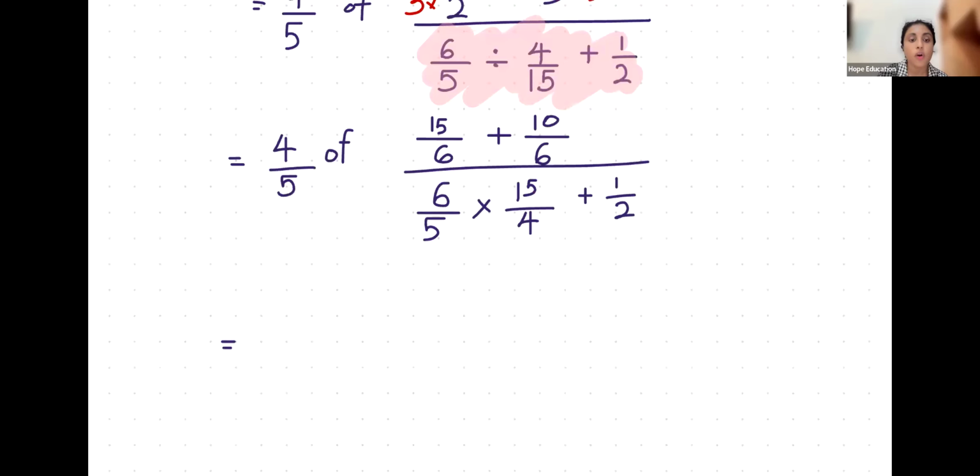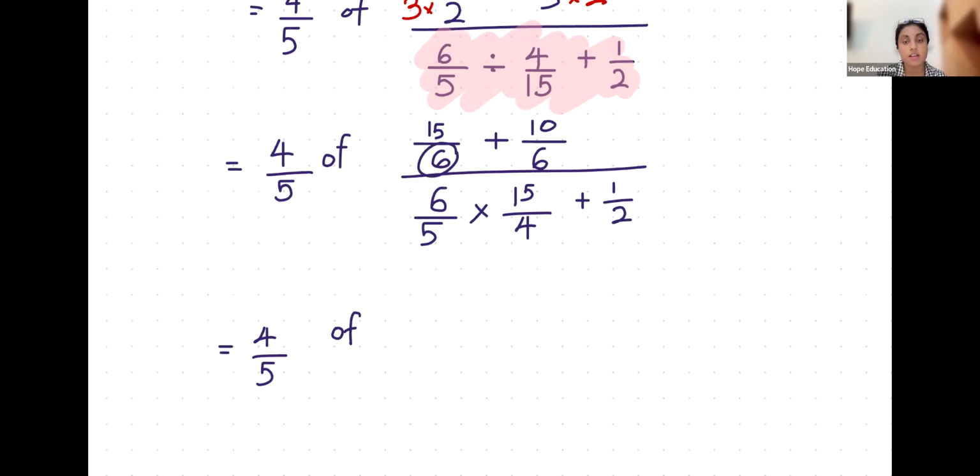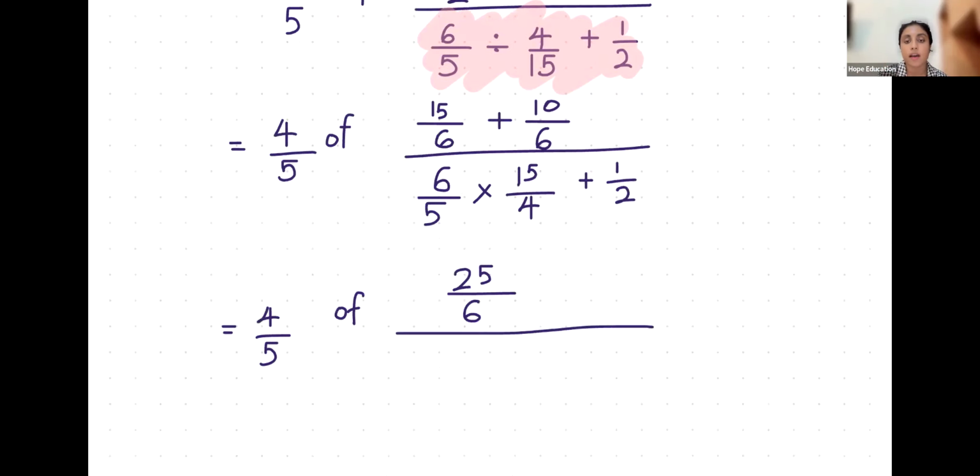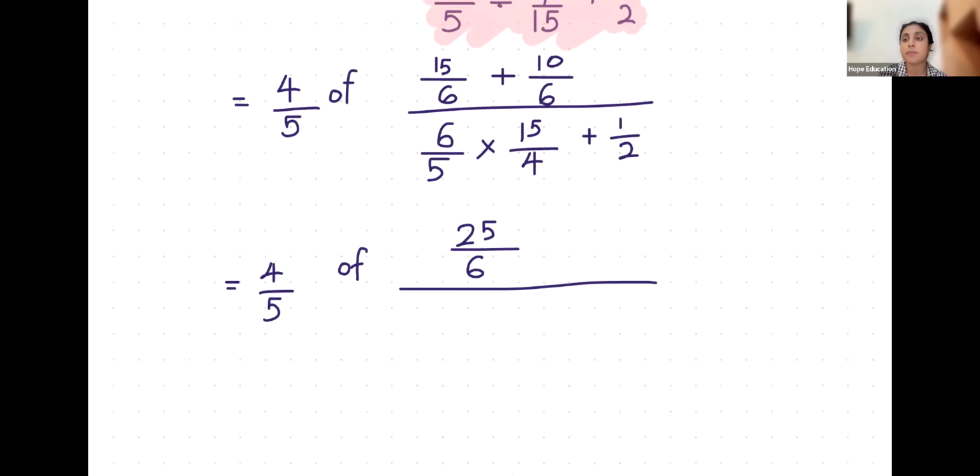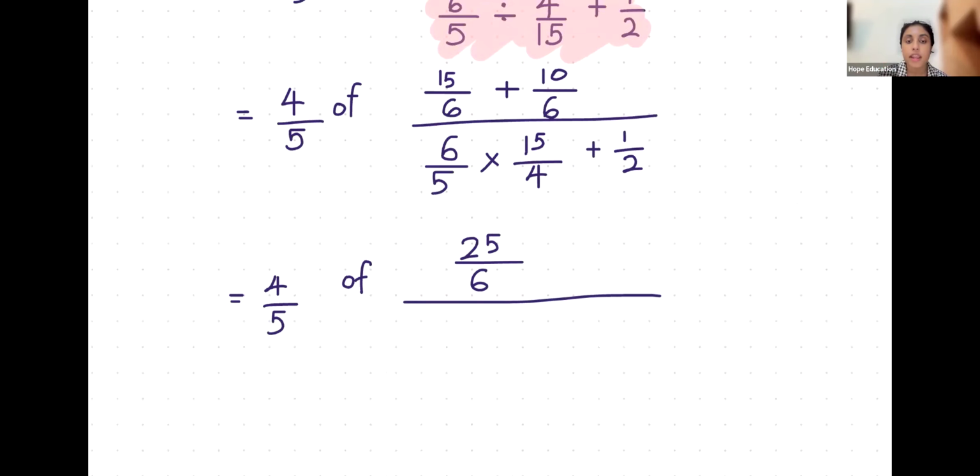4 over 5 of. Then we have a common denominator which is 6. So I can add the numerators. 15 plus 10 is 25. The denominator is 6. Now 6 over 5, the division became multiplication and I turned this into the reciprocal. So I can see here 5 times 1 is 5, 5 times 3 is 15, 2 times 2 is 4, 2 times 3 is 6.